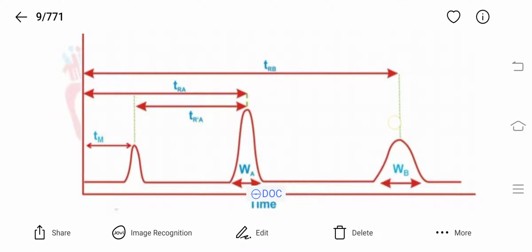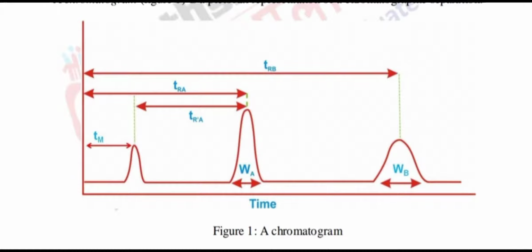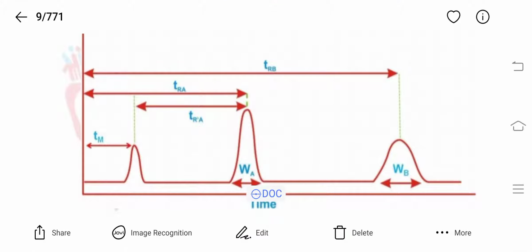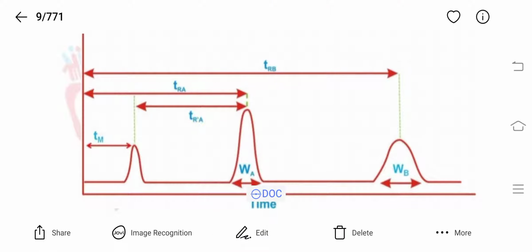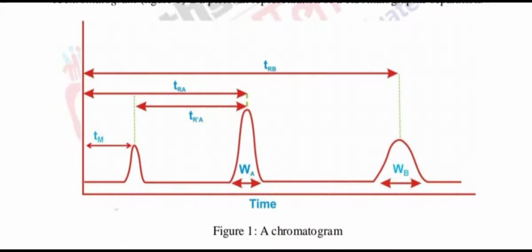Now as you can see, here is WA and WB. What is WA? W is the width of the base of a peak. As we can see, there are 3 peaks in this chromatogram. Now we can understand that the first component is retained here at this much voltage at this much time.